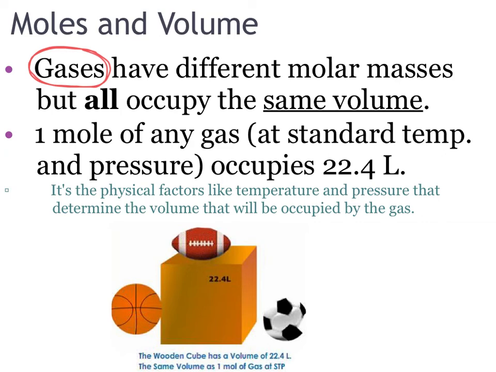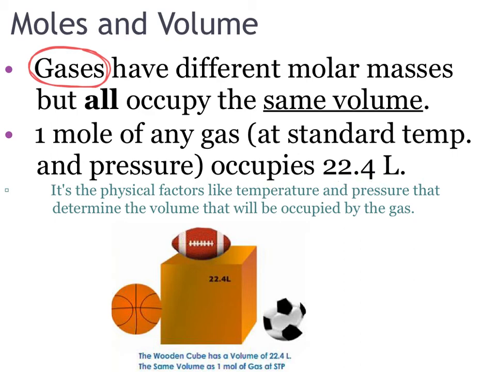So there is a relationship between moles and volumes of gases, and again, it's specifically pertaining to gases, not liquids or solids. So gases have different molar masses, but all gases will occupy the same volume. 1 mole of any gas at standard temperature and standard pressure, and we'll talk more specifically about these when we get into gas laws. It's a fixed temperature and a fixed pressure. 1 mole of any gas will occupy 22.4 liters.